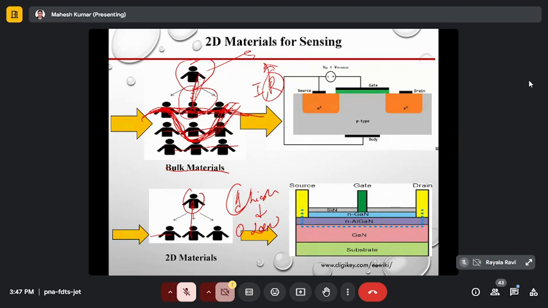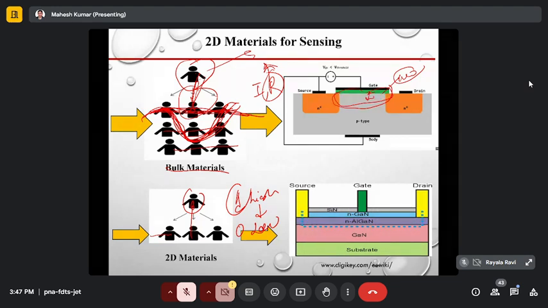We can consider this a field effect transistor, and now the channel is forming, 50 or 100 nanometers thick. That we can consider as a bulk basically. Because of this, if you are using a silicon-based field effect transistor, we will get a low sensing response.